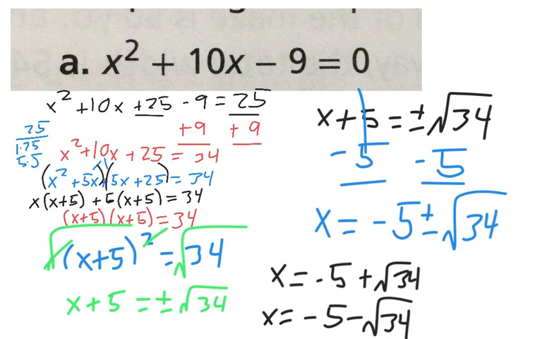Now, if I flip them, you could do radical 34 minus 5, and you wouldn't have to have the plus sign. But I always just put the number in front of my plus or minus, because I realize if I put it after, people get more confused. I always put my number in front of the plus or minus.